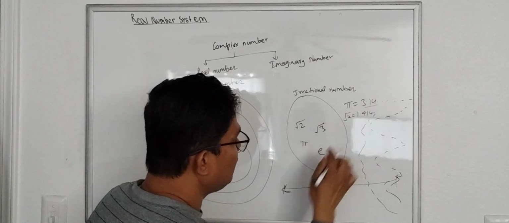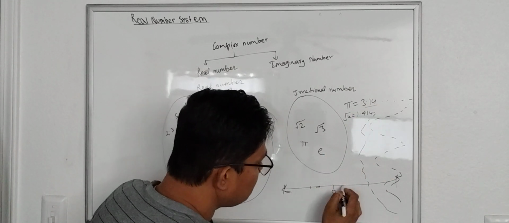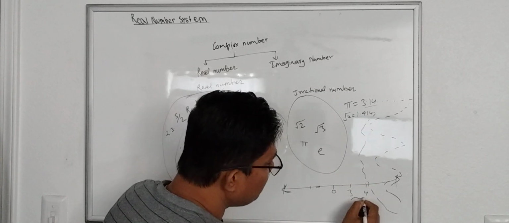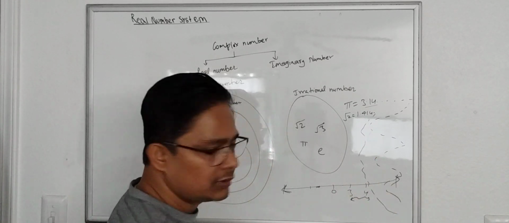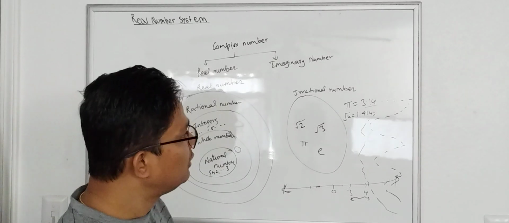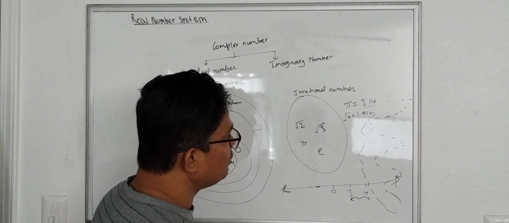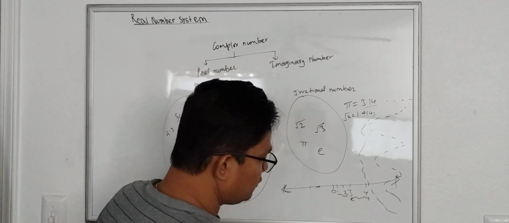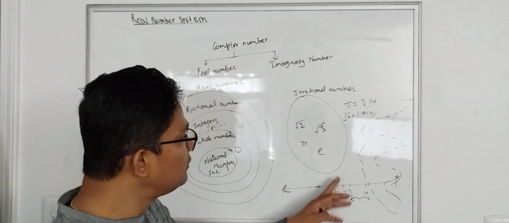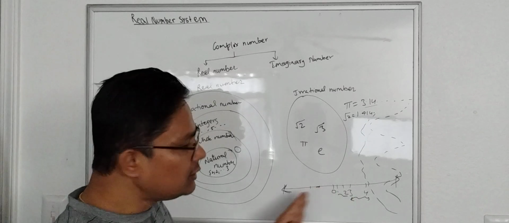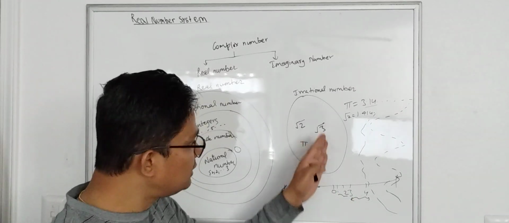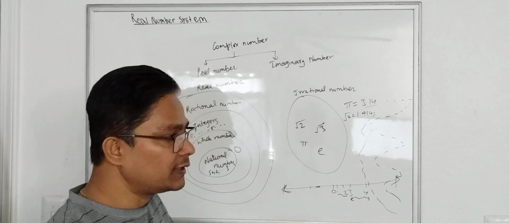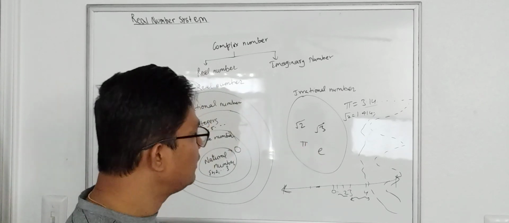Where do you think this will lie? So this will be here. Let's say this is 3, this is 4. This number is somewhere between 3 and 4. Similarly, square root of 2. It's here 1, here 2. So it's somewhere between 1 and 2. So this number also lies on the number line. It's not like this irrational number does not lie on the number line. It's there. That's why it's part of real numbers.